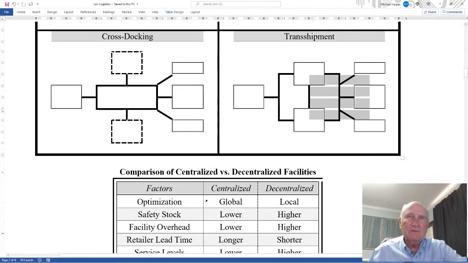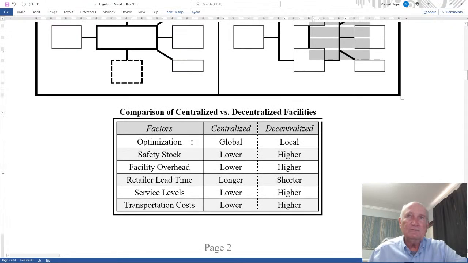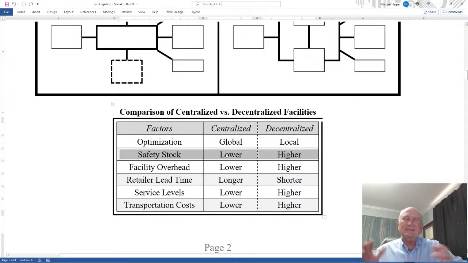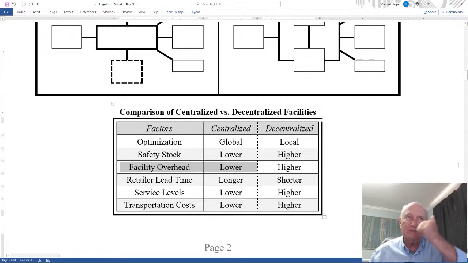Well, optimization for centralized is going to be global because you see the entire supply chain, but decentralized is local optimization. Safety stock will be lower with centralized because that's the ultimate risk pooling and inventory risk pooling. The safety stock is higher with decentralized because you're carrying multiple inventories. Therefore, each will have a supply chain for the downstream demand. Facility overhead is lower for centralized because, again, you're shipping everything from one central location. It's higher with decentralized because you're creating multiple facilities downstream.